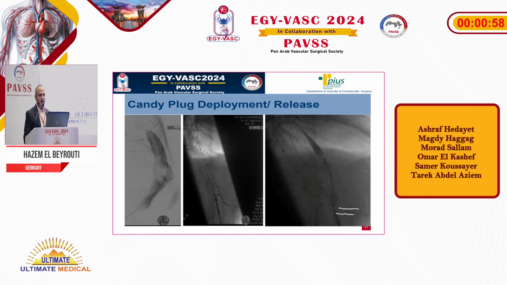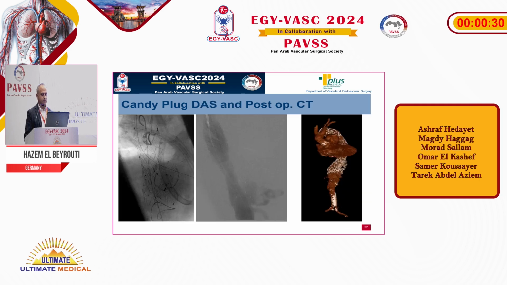After that, I advanced a stiff wire as far as I could in the thoracic aorta. And as you can see here in the third video, I implanted the candy plug 1 centimeter above the celiac trunk, and then completed this maneuver by implanting an occluder plug of 22 millimeters. This was the intraoperative DSA and the postoperative 3D rendering of the aorta, and as you can see, a totally occluded false lumen.